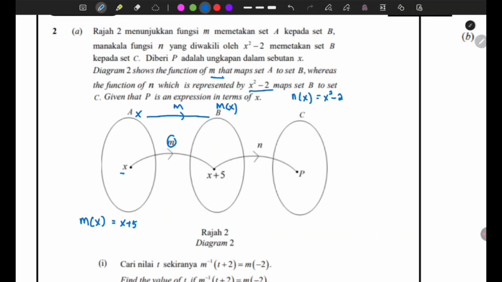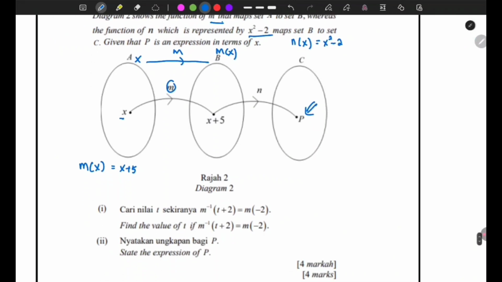It maps set B to set C. Given that p is an expression in terms of x, find the value of t if m inverse of (t plus 2) equals m(negative 2). Ooh, interesting.